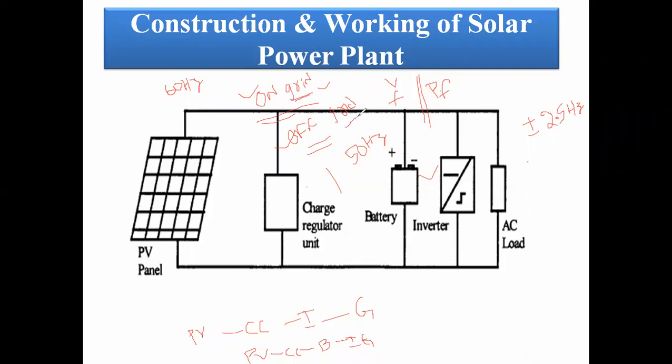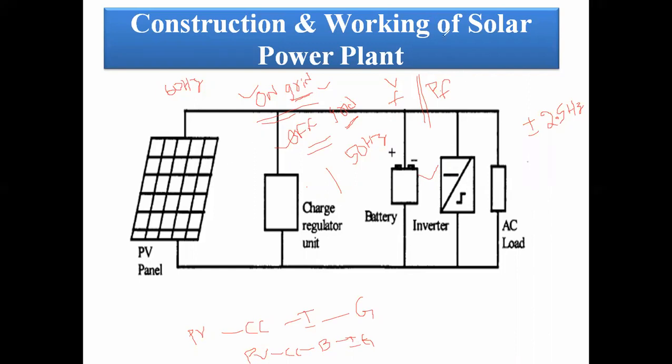And the lifetime is also more. Compared to the other power plants, the solar power plant's lifetime is more because it has no rotating parts. Where a rotating mechanism is there, the lifetime is reduced. At the same time, maintenance is also required.